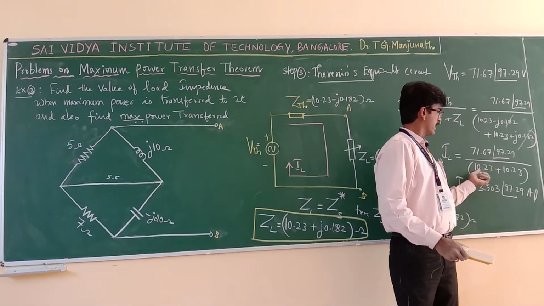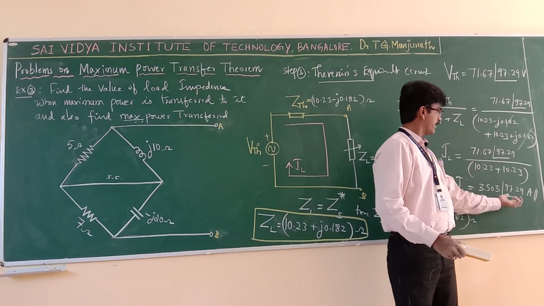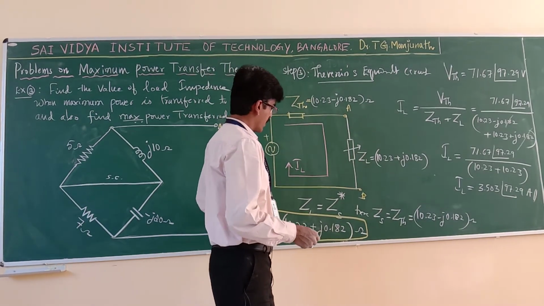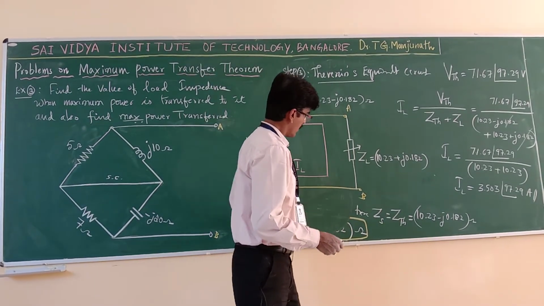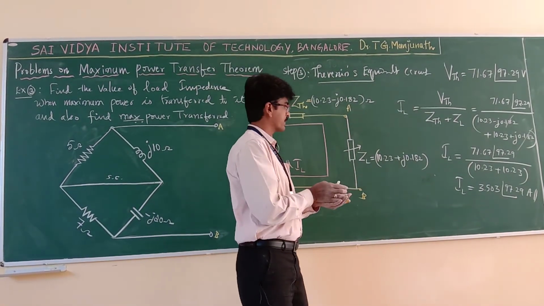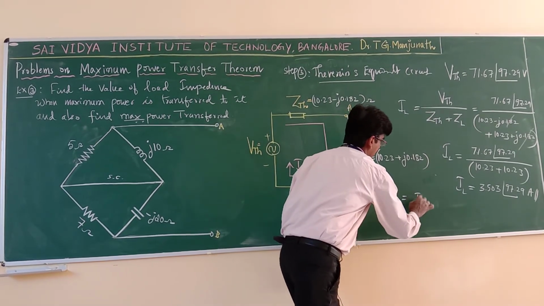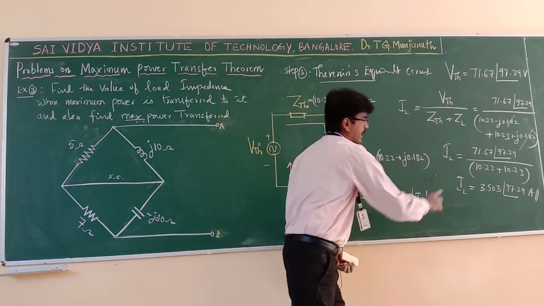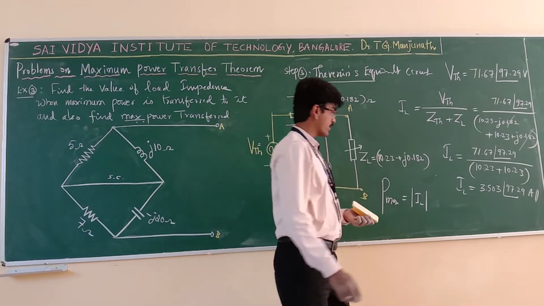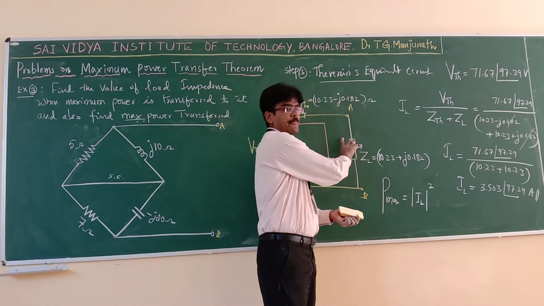That means 71.67 divided by 20.46. If you do, you will get 3.503. Keep the angle as it is. This is your load current. After finding the load current, what should you do? You have to find the power P max. Let us find now P max. What is the maximum power transferred? It is equal to the IL magnitude, you should take, because it is AC and you have the angle here. I should consider only the magnitude of current, squared, into the load.